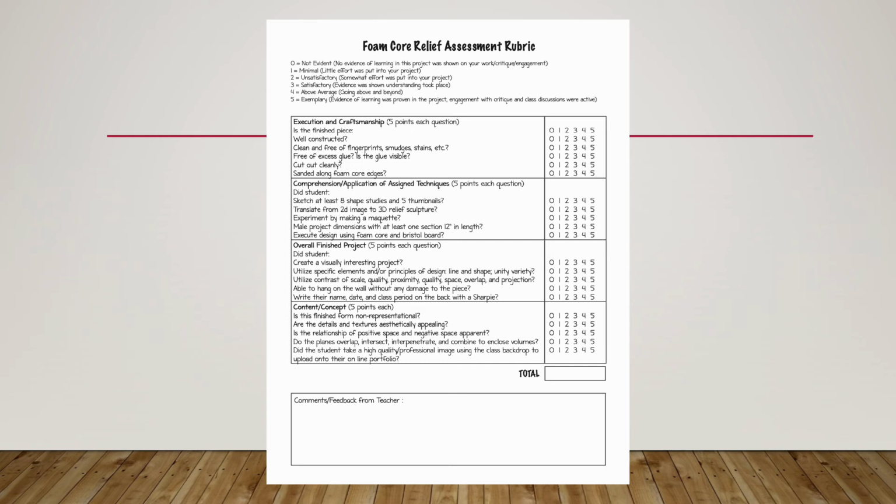5 is exemplary. The student applied themselves and shows great comprehension of the lesson, engaged in critique and classroom discussions through the lesson. I always give the assessment to the students along with the handouts, as they can see what I will be grading. Adding all up, the students can make 100 points.